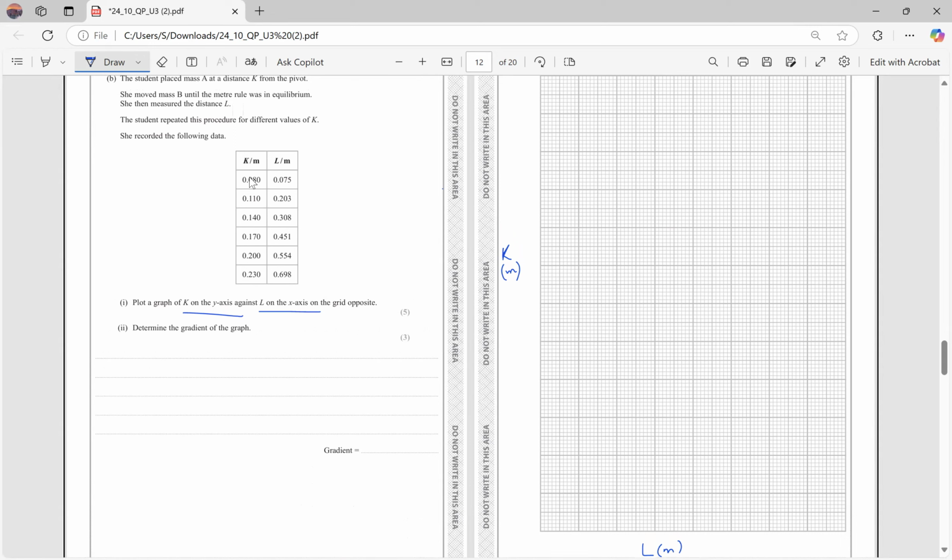Now let's start with L. These are the values of L. They're in decimals, but if you look at the end, it's like 0.075. So just think of 75, and then it's 203, 308, 451, 554, and then the last number is 698. So it's easier to think in terms of whole numbers. Your first value is 75, your last value is 698. And there are total 6 values.